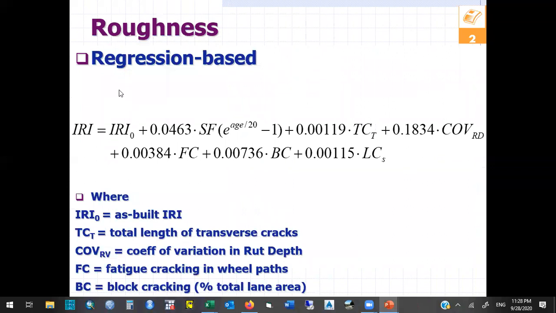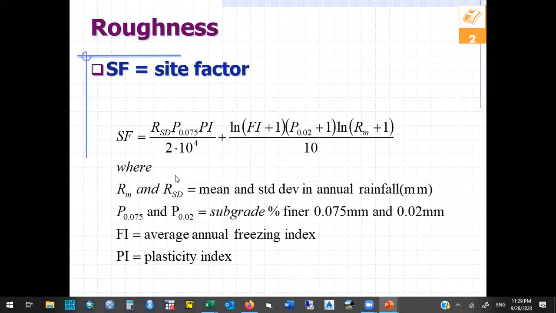There is a new way to estimate it that came with the Mechanistic Empirical Pavement Design Guide in 2006-2007. It uses the initial RI, but it's using a site factor. And the site factor combines some of the climatic information. Then you have the age of the pavement in the lifespan divided by 20. 20 is like the limiting factor. And see, you have here transverse cracks, and you have here fatigue cracking, the one we estimated before, and you have block cracking. And so you have your damage indicators.